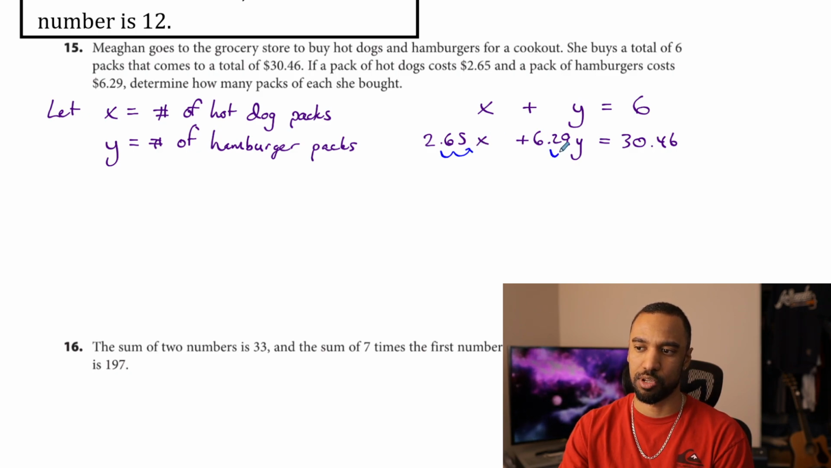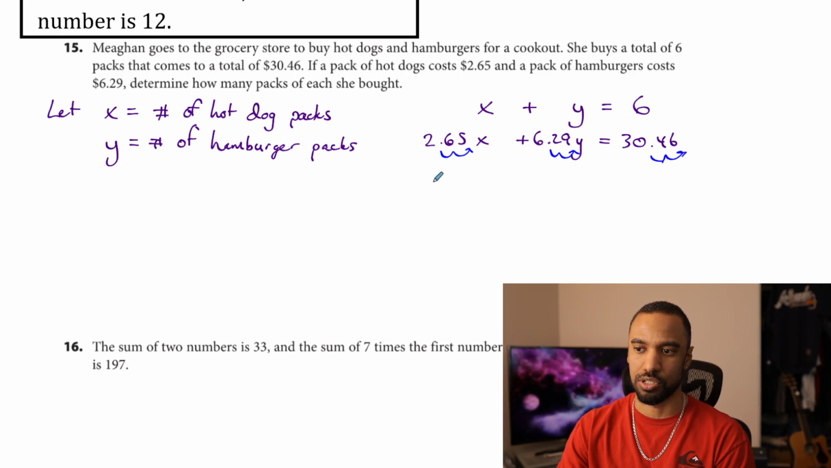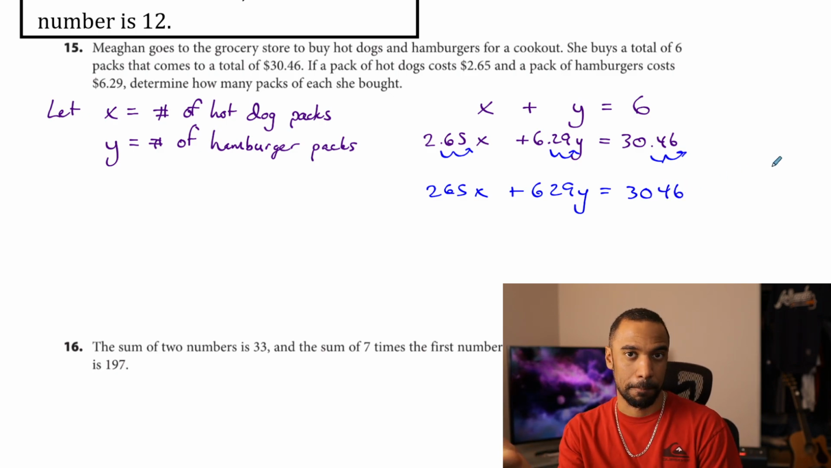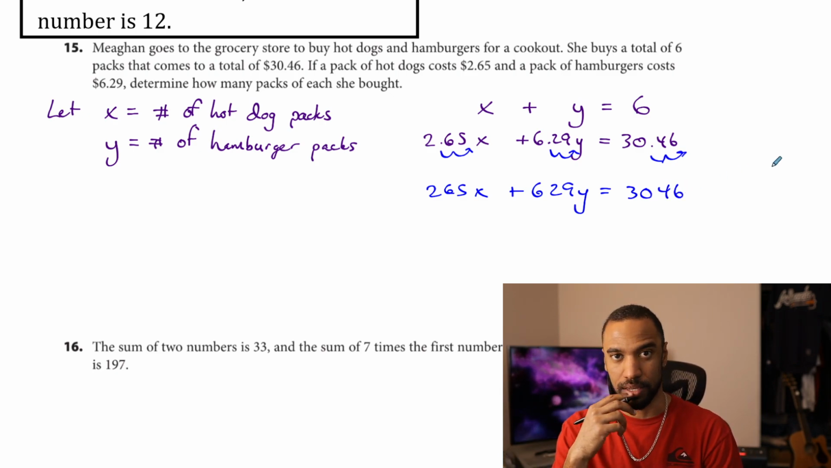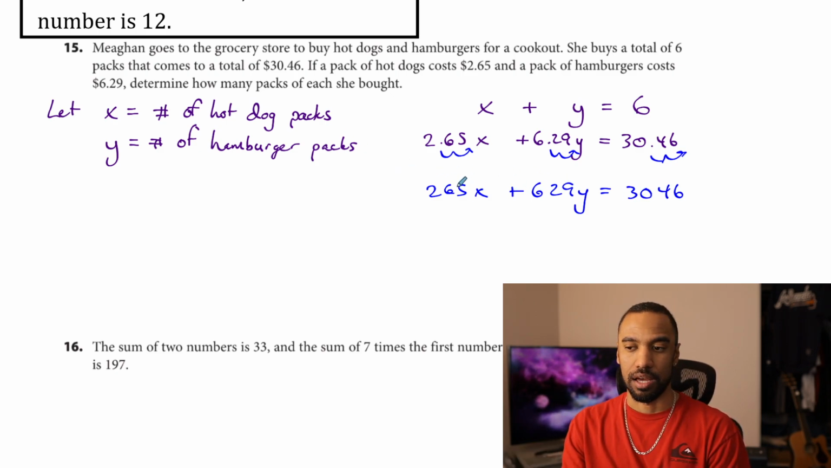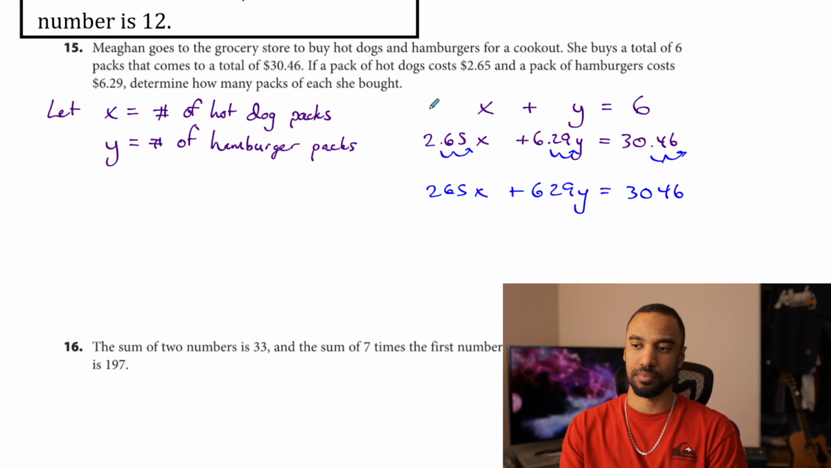Let's shift the decimal, multiply everything by 100. Let's turn them into their cents equivalent, if you will. $2.65 is 265 cents, plus 629y equals 3046. I'm sure these can divide by something, but I don't know a common number for any of these that works out. So I'm just going to leave it.